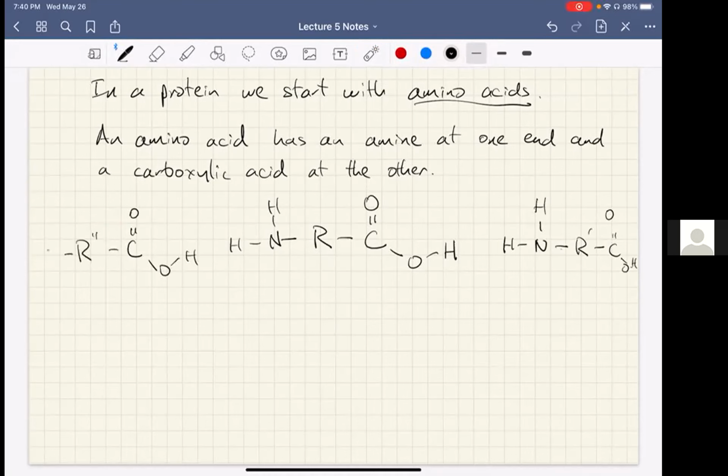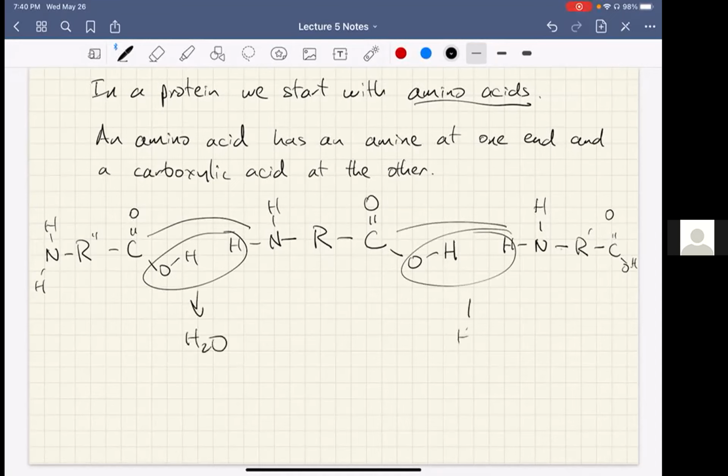Another group here. What do we get? These can all come together. So those will react and form a peptide bond. Those will react so that the water will drop out. The water will drop out. These will react to form a peptide bond.